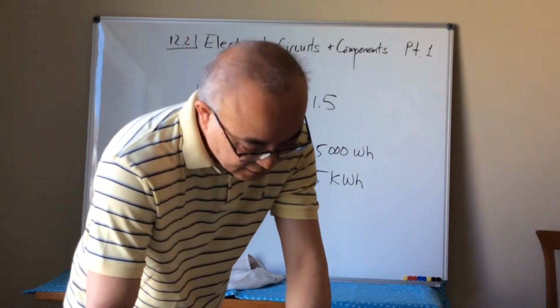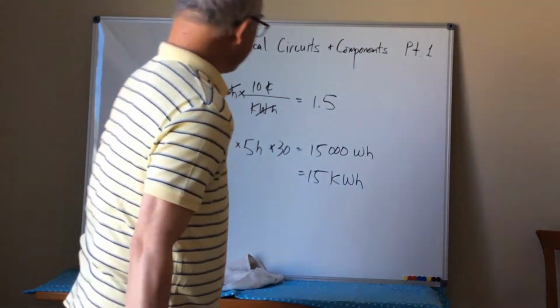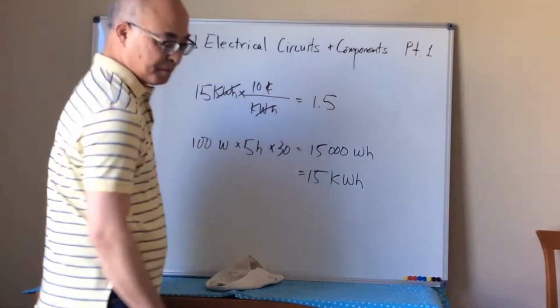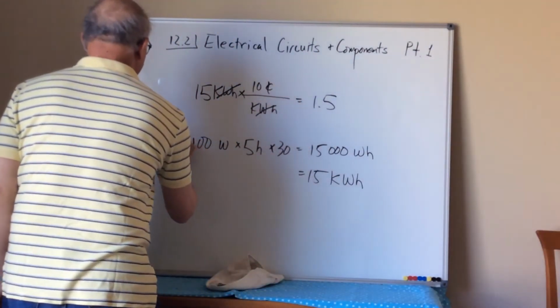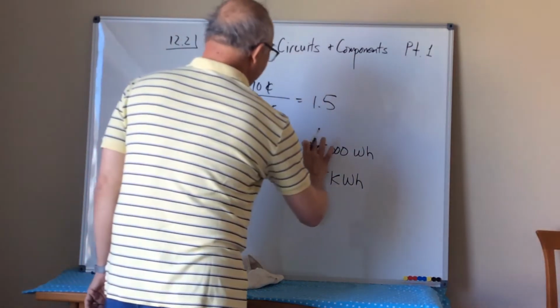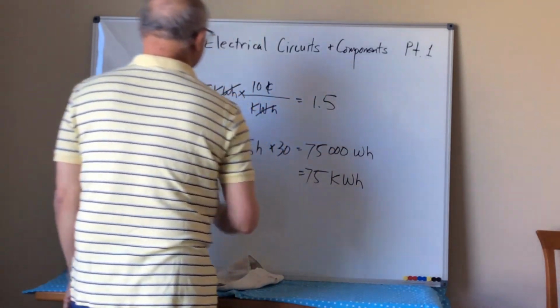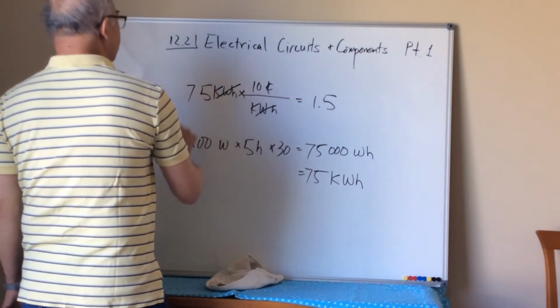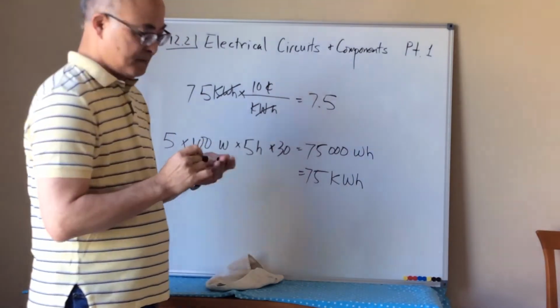500, got that, times the 30, times 5 hours. Oh, 5 hours, we got that. What am I missing? Oh, 5 light bulbs. There are 5 light bulbs. Okay. So 5 light bulbs, that'd be a 7 there, that'd be a 7 there. So you're going to have a 7 there, $7.50. Okay? All right.